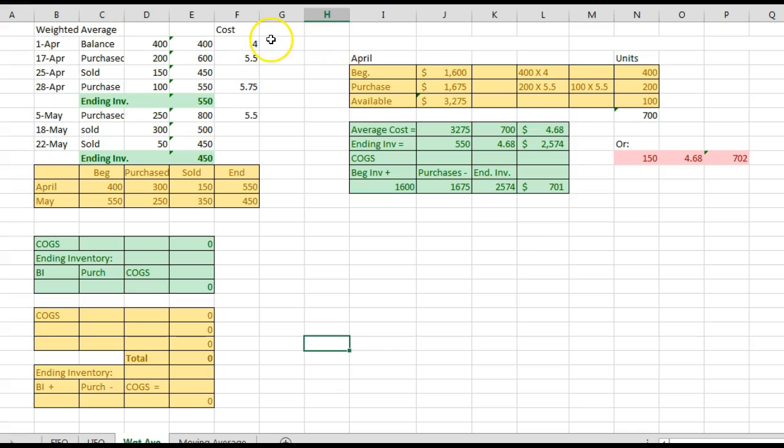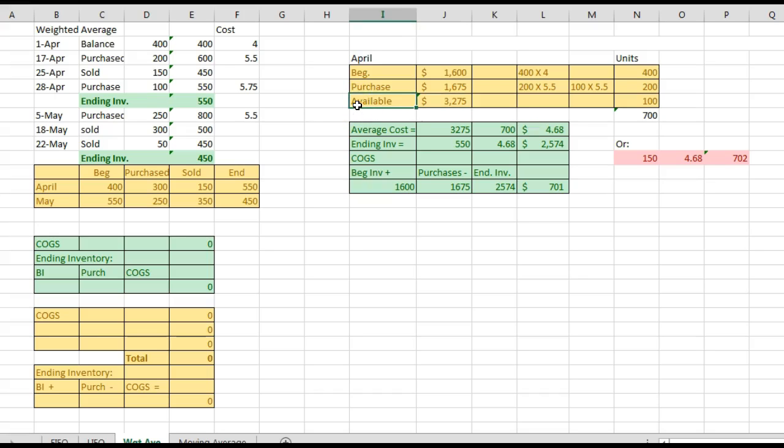But same scenario, we've changed the cost now, I think, to $4. So it was $5, then it was $2, and now it's $4. This is our beginning balance. So what you'll have to do is just add this all up and get an average. So we had a beginning of $1,600, 400 times $4. We added purchases of 200 times 5 and 100 times 575, and that gave us purchases of $1,675. You add those two together, you get the available.